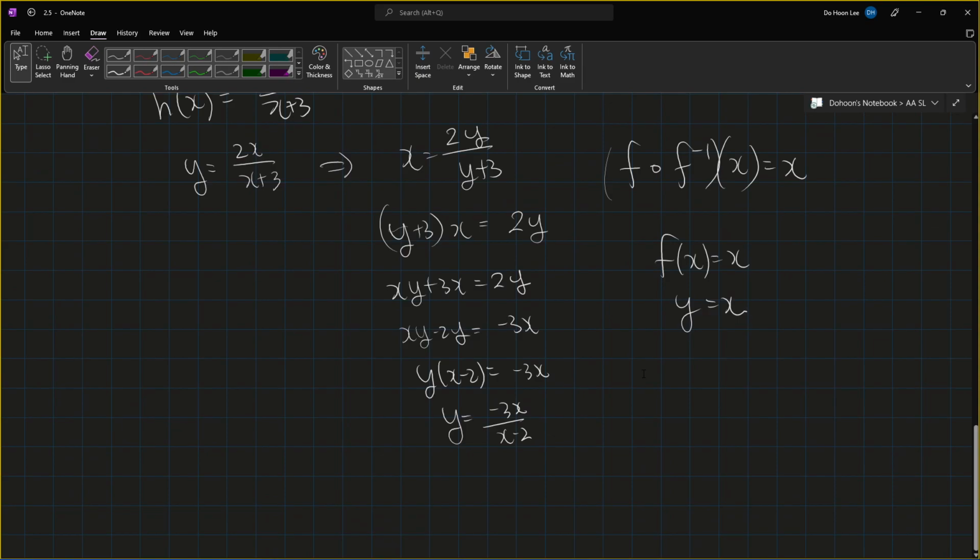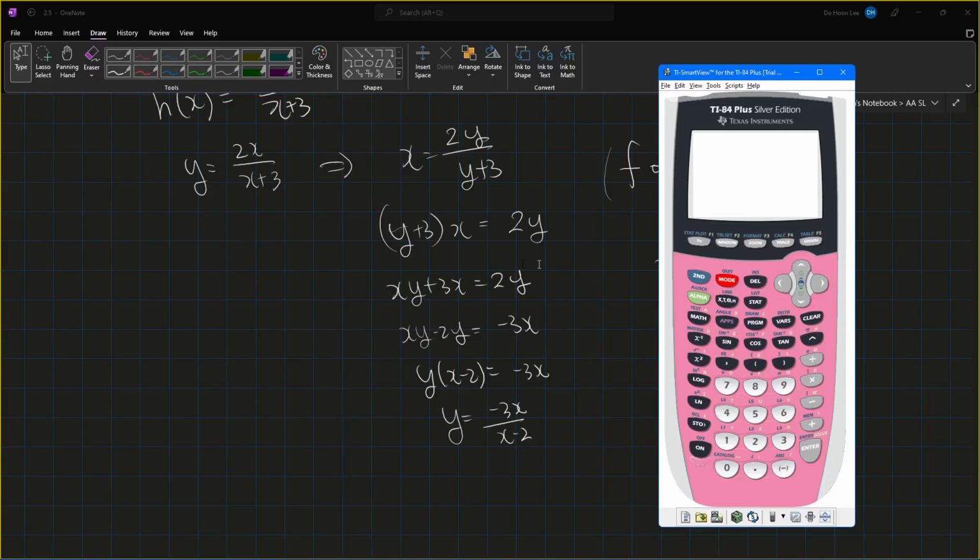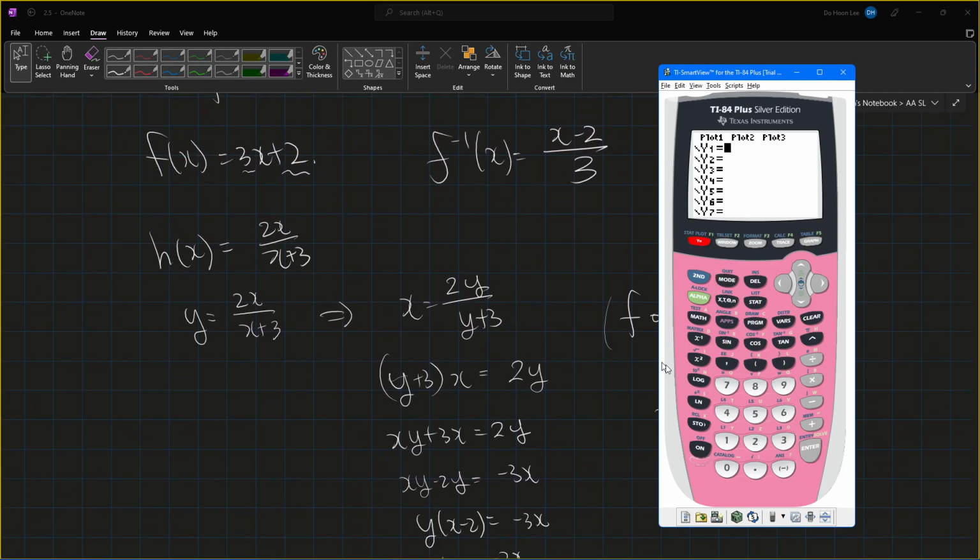Let's plot the functions to the graphing calculator and see what we get. Let's try the f of x first. 3x plus 2. And then x, let's bracket around it first. X minus 2 divided by 3. Do you notice anything? Let's try with the h of x as well.